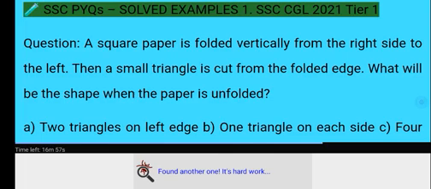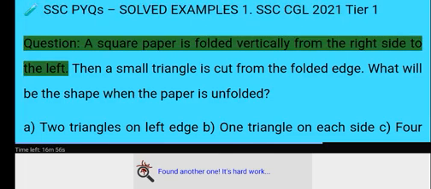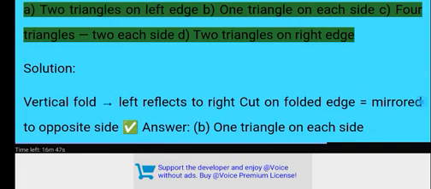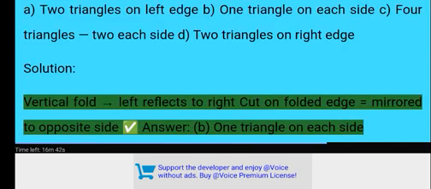SSC PYQs, solved examples. 1. SSC CGL 2021 Tier 1. Question: A square paper is folded vertically from the right side to the left. Then a small triangle is cut from the folded edge. What will be the shape when the paper is unfolded? A, 2 triangles on left edge. B, 1 triangle on each side. C, 4 triangles, 2 each side. D, 2 triangles on right edge. Solution: vertical fold, left reflects to right, cut on folded edge equals mirror to opposite side. Answer: B, 1 triangle on each side.